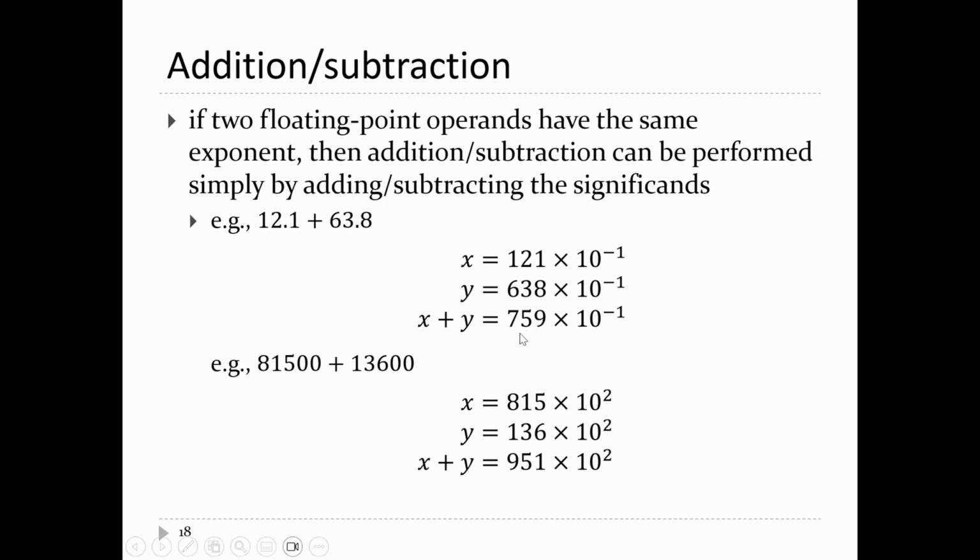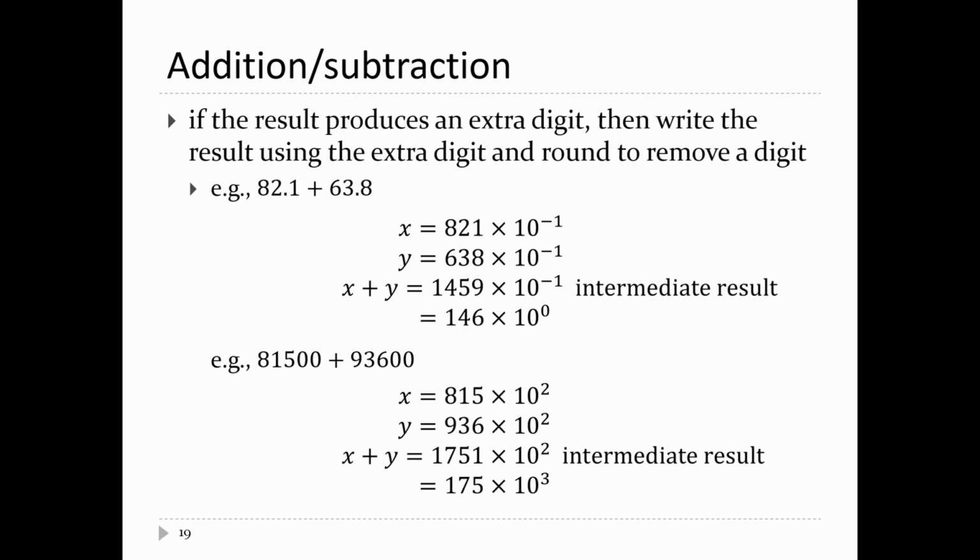Now, notice that in the answers so far, our significands always have 3 digits in them. That's good, because we can represent those numbers in our floating point format. Now, what happens if the answer does not have 3 digits? In particular, what happens if it has more than 3? If the result produces an extra digit, you've got a problem. When I do 82.1 and add that to 63.8, you get 1459 times 10 to the minus 1. There are 4 digits in that significand. Our format doesn't let you use 4 digits. It only has 3.